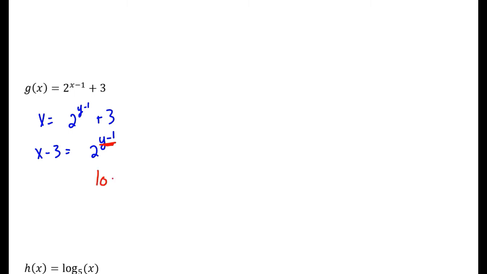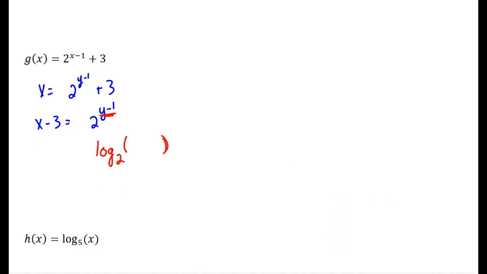I know I have a base 2 log. What goes inside the logarithm is a big question. So, what goes inside the logarithm, the exponent or the answer? Well, logs equal exponents. So that means x minus 3 has to go in there. Check that this makes sense. 2 to what power gives you x minus 3?